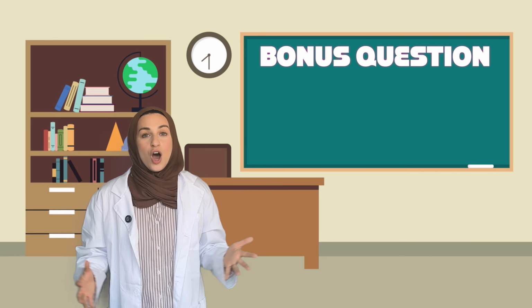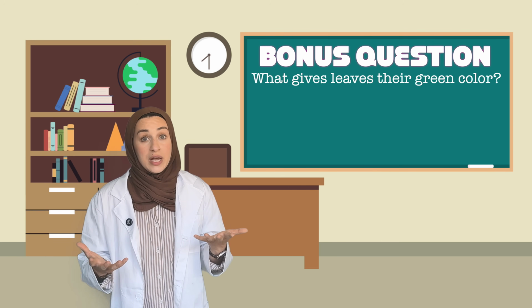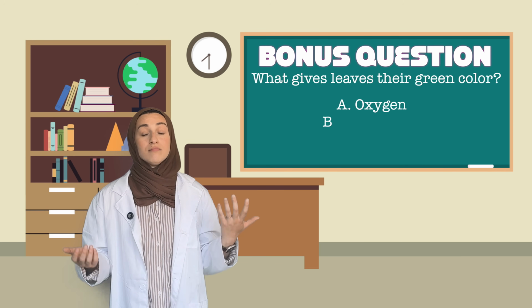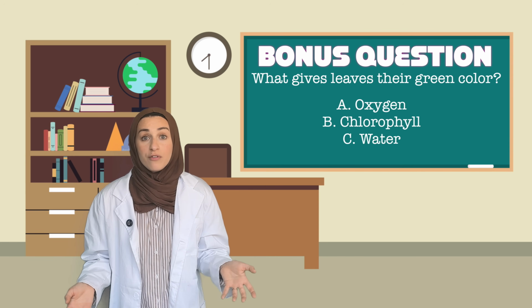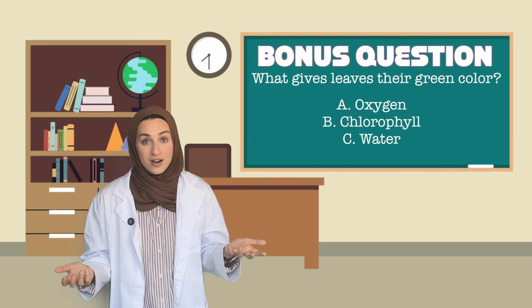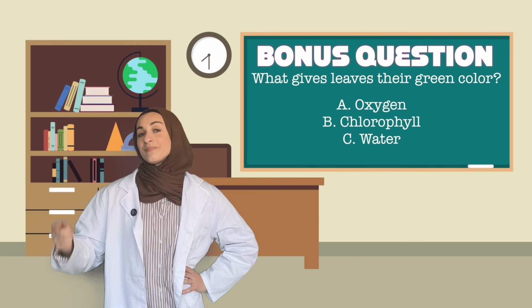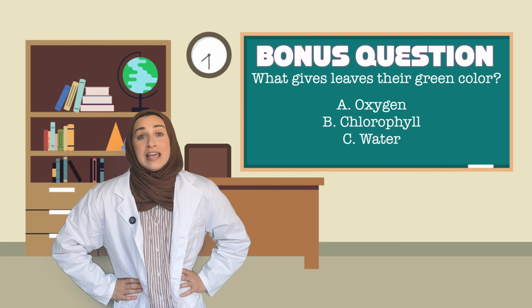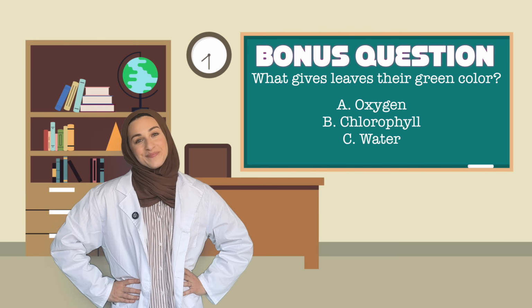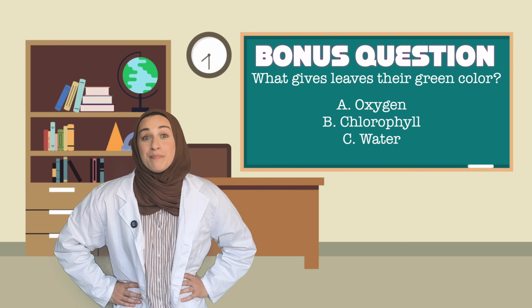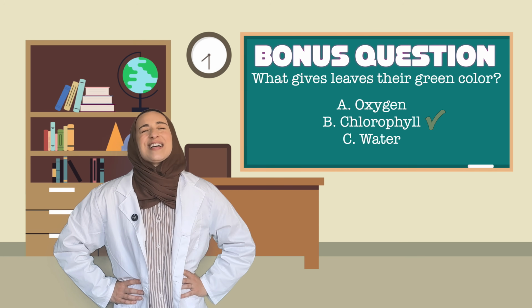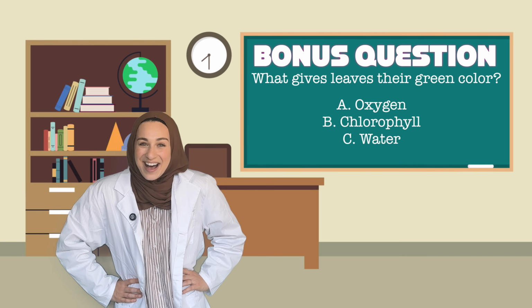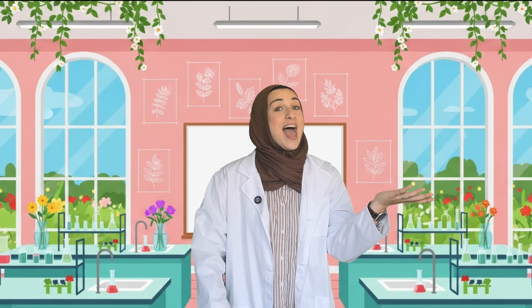Bonus question. What gives leaves their green color? Is it A, oxygen, B, chlorophyll, or C, water? If you said B, chlorophyll, you're a smarty pants. Good job. So let's remember, Allah made everything with balance and purpose, like the purpose of a flower and how it helps the world around us.